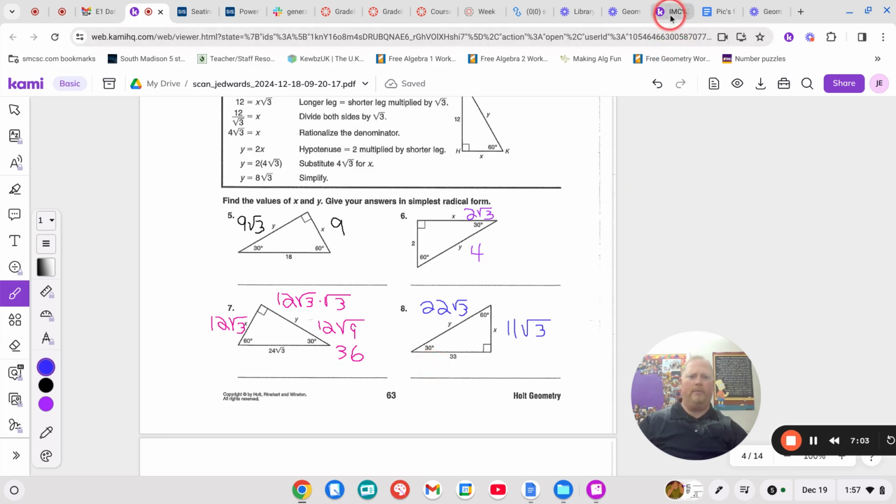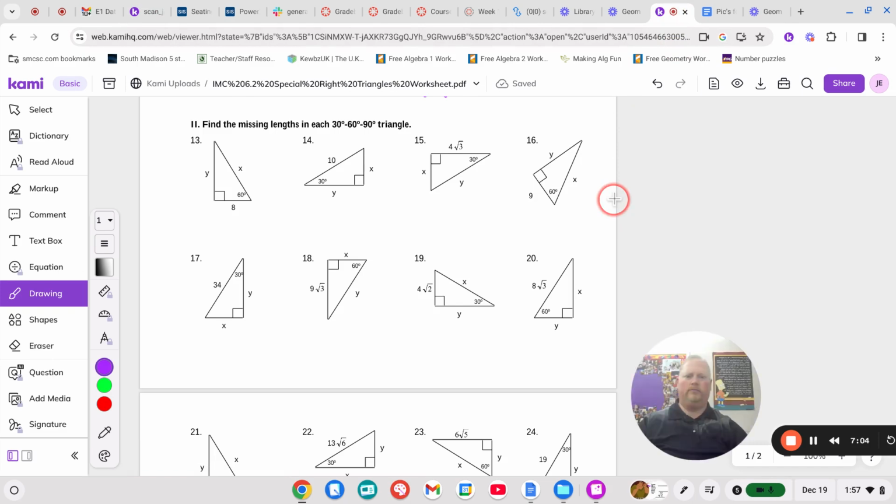Let's do a few more examples. Some of these are going to go quick. So 13, they give us the short leg. I like it when they give us the short leg. It's nice and easy. You just double it and you get the hypotenuse. To find the long leg, you just multiply by the square root of 3. So 8 square root of 3.